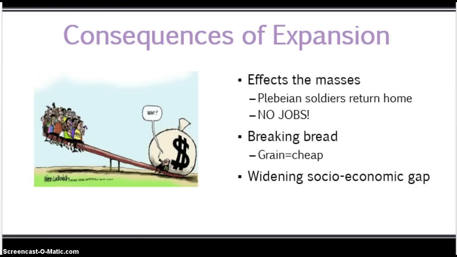When they got home, not only did they not have land, they couldn't find any jobs. Men are off at war, so the rich are going to end up buying slaves, which were war captives, and they have them work the jobs that would have previously been available to the plebeians. Why would you pay someone to do the job when you had the labor there free?